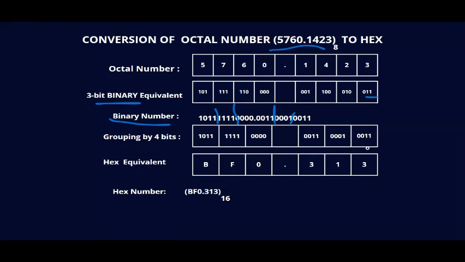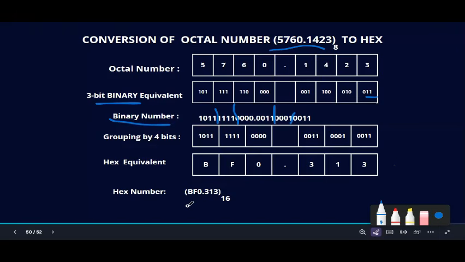Next, we convert these 4-bit groups into their corresponding hexadecimal. So you get BF0.313. Already we had discussed a table for converting this. You can refer to that for this conversion. So the hexadecimal number obtained is BF0.313.